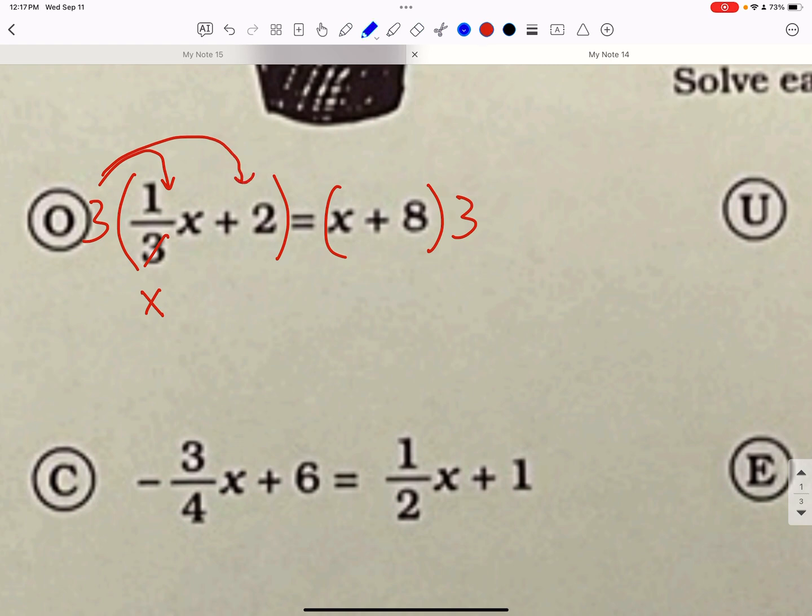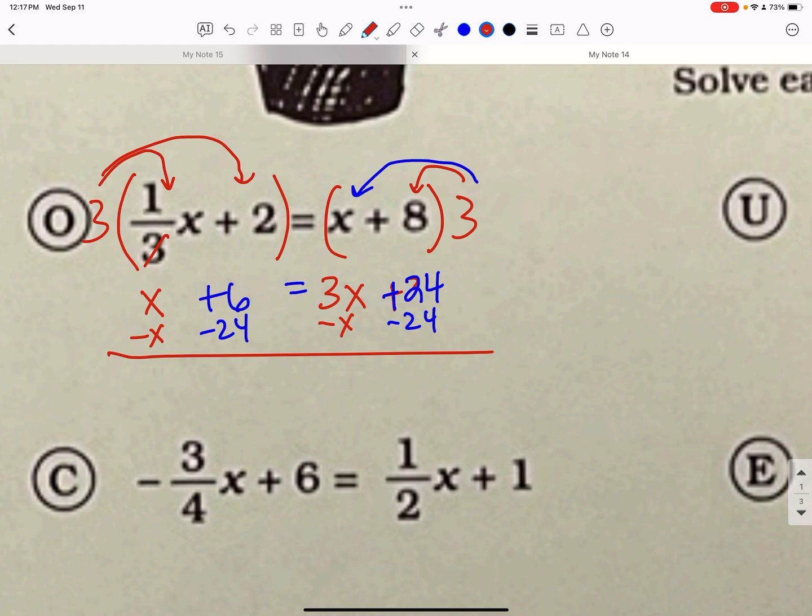Over here, plus 6 equals 3 times x is 3x, and 3 times 8 is plus 24. So I'm color coding them so you know, these are x terms, these are number terms. Let's go minus 24, minus 24, minus x. If I did all of these things together, these would cancel out. 2x equals negative 18, divided by 2, top versus bottom of the 2, and x equals negative 9.